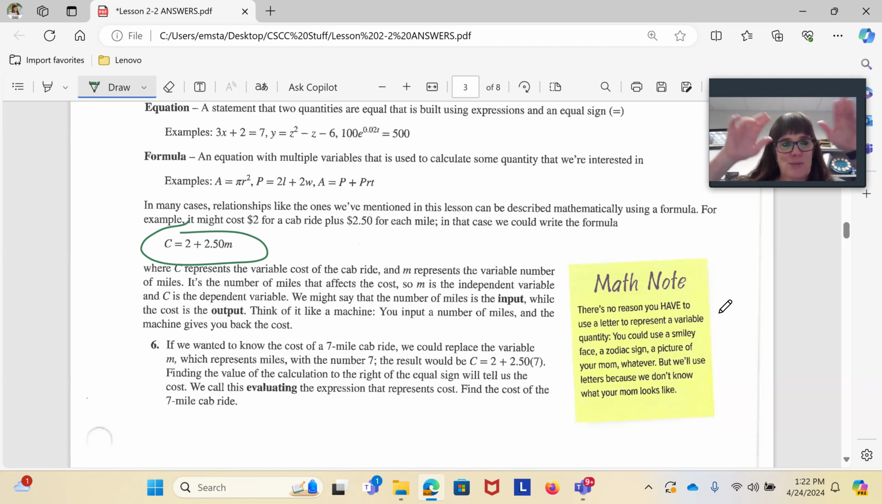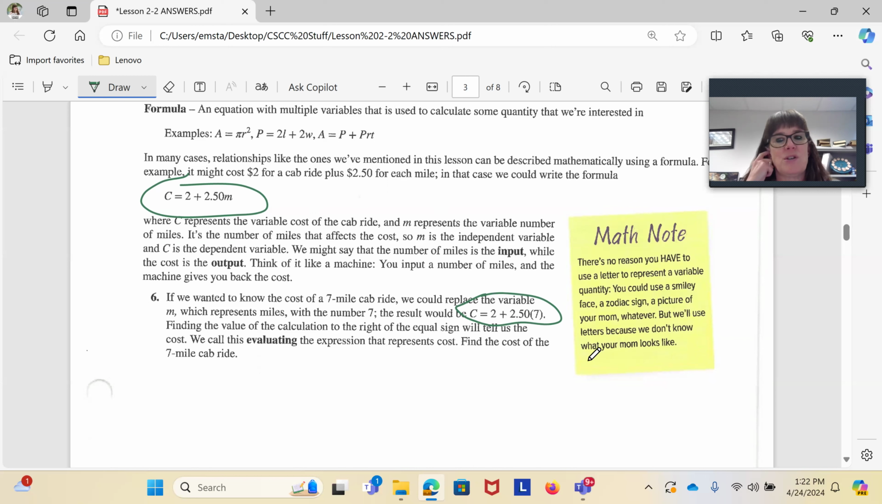We might say that the number of miles is the input and the cost is the output. I've seen these called function machines, where you put miles in, do something to it, and cost comes out. So number 6 says, using that formula, if we wanted to know the cost of a 7-mile cab ride, we could just replace m with 7 and then calculate it. So you can put into your calculator 2 plus $2.50 times 7, and we get $19.50.